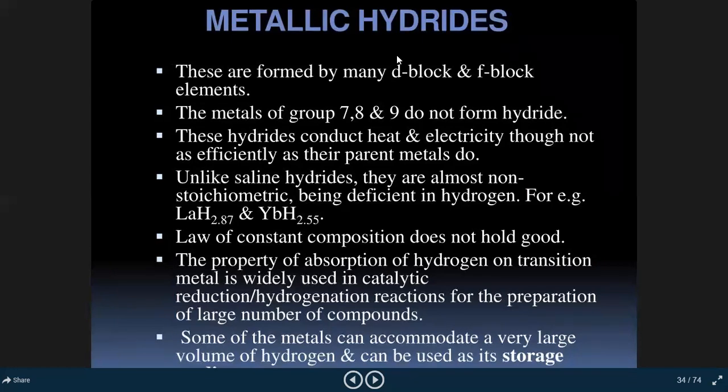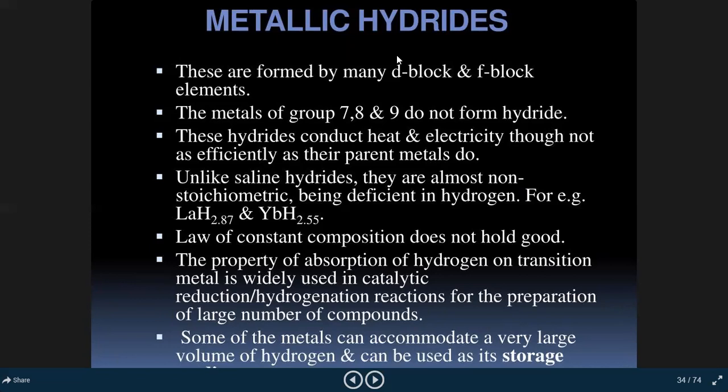These hydrides conduct heat and electricity, though not as efficiently as their parent metals do. Parent metal and hydride means, for example, if I have a compound of sodium and hydrogen, then sodium and hydrogen are known as parent atoms, and NaH is the hydride compound. So the parent atoms conduct electricity more effectively as compared to their hydride forms.